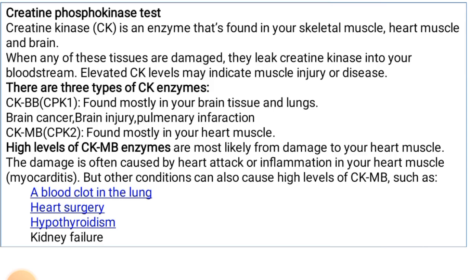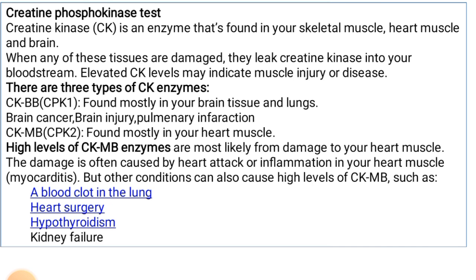The second one is CKMB, which we also call CPK2, and it is called MB because it is present in the heart muscles. A high level of CKMB enzyme most likely indicates damage to your heart muscles. This damage is often caused by a heart attack or inflammation in your heart muscles.